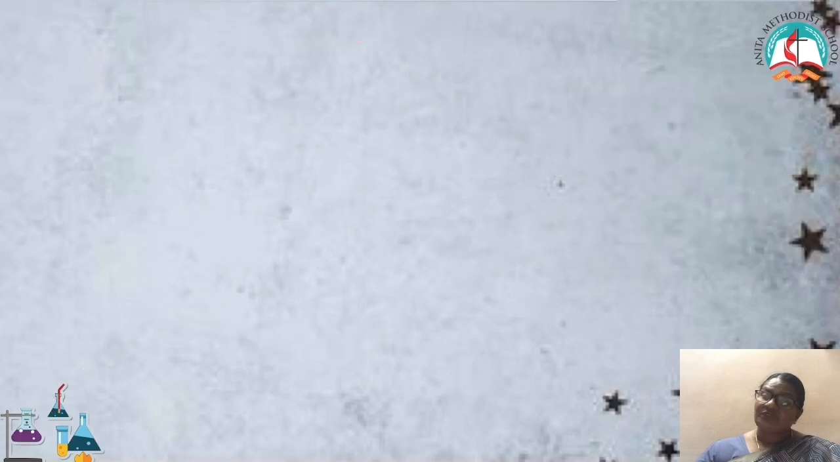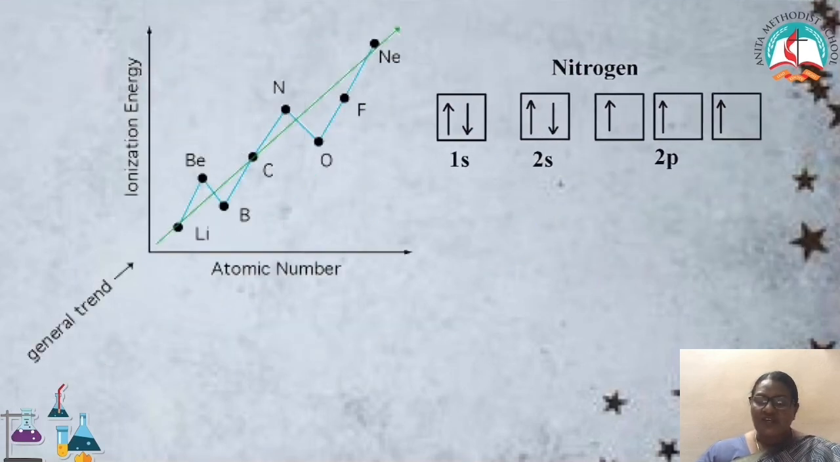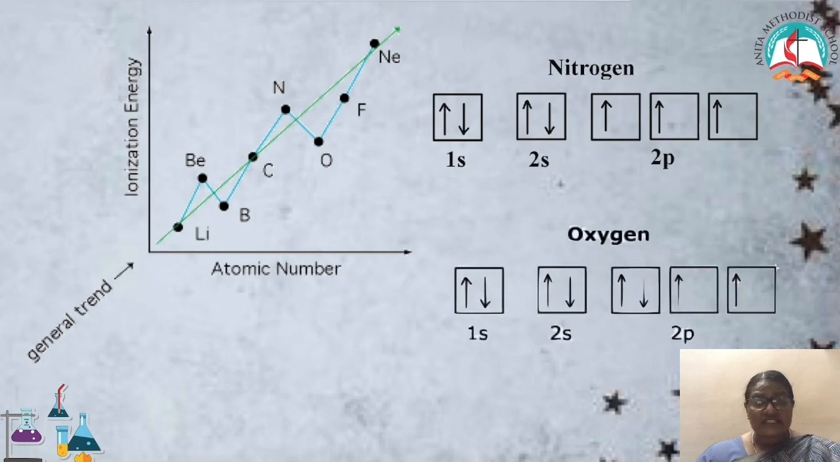Same way in the case of nitrogen and oxygen. Let us try to understand with the electronic configuration. We know the atomic number of nitrogen is 7. 1s2, 2s2, 2p3, exactly half filled. But in the case of oxygen, 2p4, one is extra. If I want to remove an electron from nitrogen, I am going to disturb the stability. So, I have to spend great energy to remove an electron in the case of nitrogen.